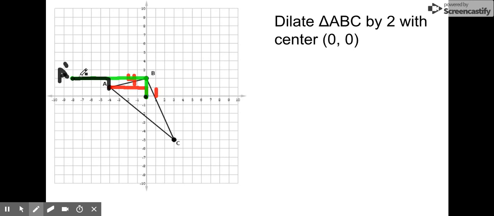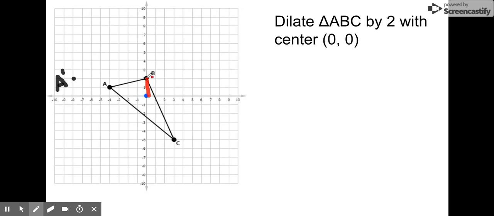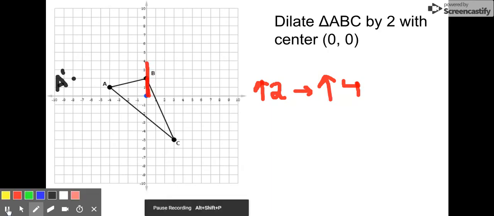So let's try this process for point B. We're rising 2 and we're not running at all. So since we're going up 2, we need to go up 2 times that amount for the dilation with the scale factor of 2. So we're going to go up 4. And so B prime is going to be at 0, 4.